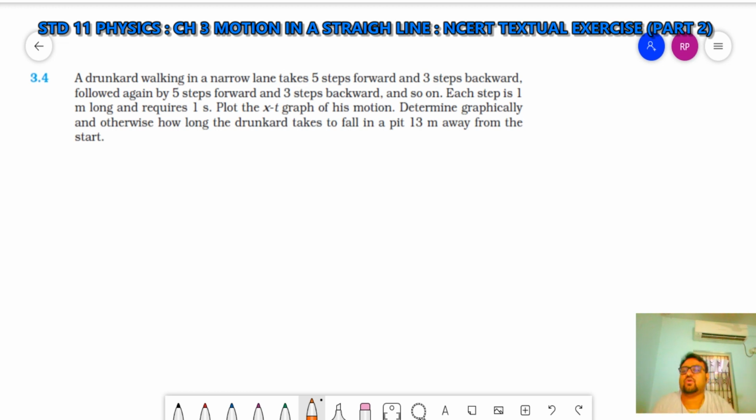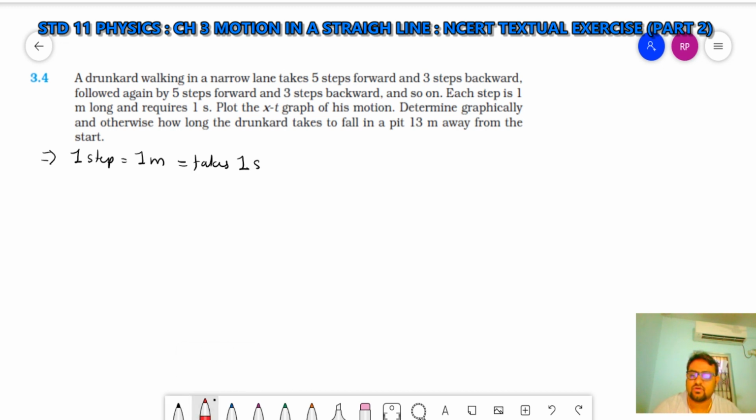Question number 3.4. A drunkard walking in a narrow lane takes 5 steps forward and 3 steps backward, again 5 steps forward and 3 steps backward, and so on. Each step is 1 meter and requires 1 second. So here I can write it down: 1 step equals 1 meter and takes 1 second. Now plot a graph of x versus t of his motion.